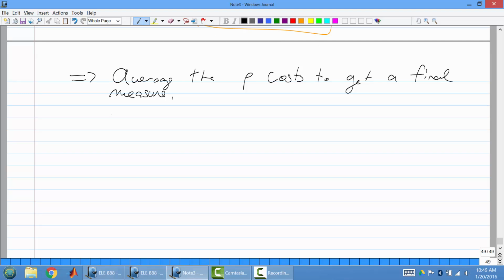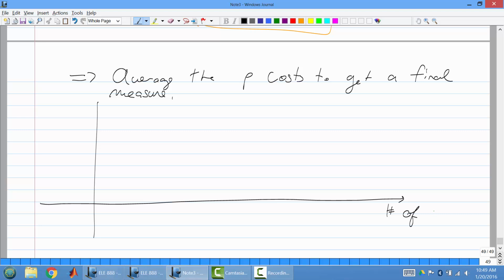So usually it looks like this. For example, your plot might look like this, and this is the number of iterations. All right, and then it might look like this.